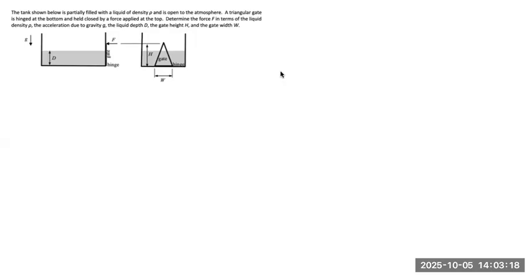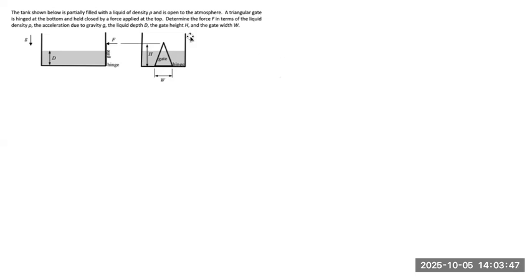So in this video, I'm going to be going through this problem of fluid mechanics. In this problem, the tank shown below is partially filled with a liquid of density rho and is open to the atmosphere. A triangular gate is hinged at the bottom and held closed by a force applied to the top. Determine the force F in terms of the liquid density rho, the acceleration due to gravity g, the liquid depth d, the gate height h, and the gate width w.